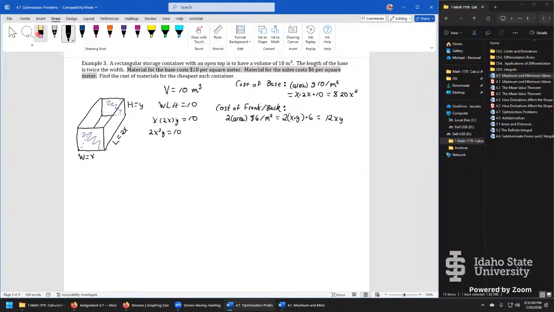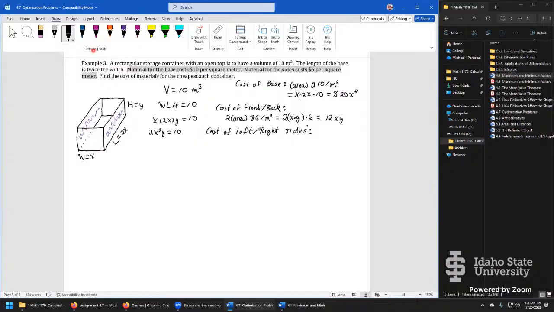Well, we've got the front and back panel down. Next, we're going to look at the left side, that one, the right side, that one. So let's just call this cost of left and right sides.